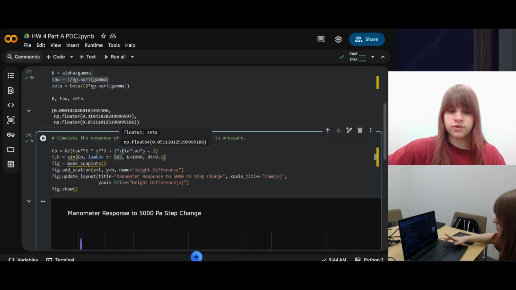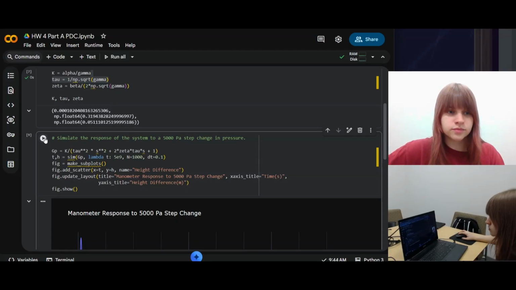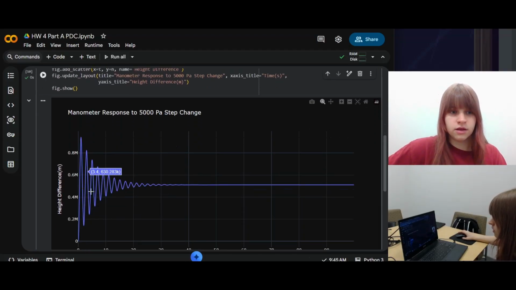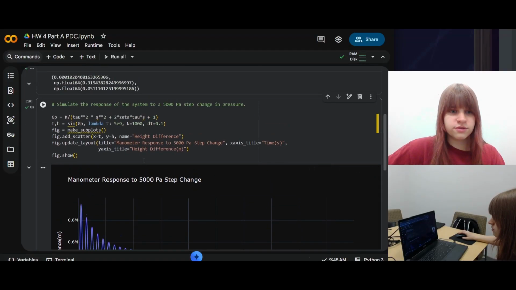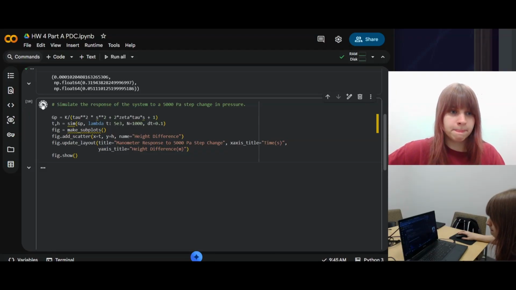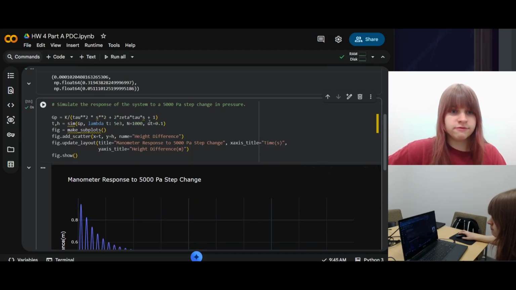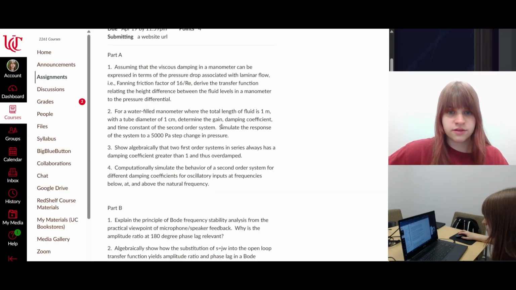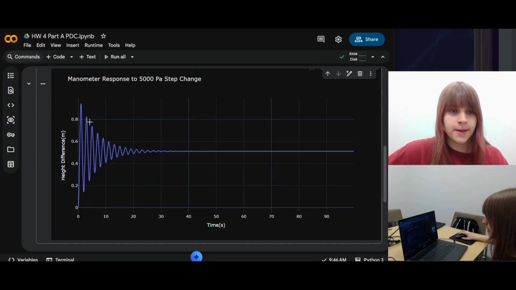Obviously, if this was a larger value, we would see huge oscillations, which would be obviously problematic. This is what we have here. So yeah, we simulated the response to that step change in pressure. With it being underdamped, lots of oscillations.